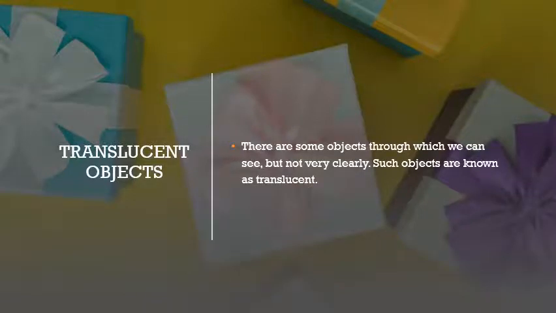There are some objects through which we can see but not very clearly. Such objects are known as translucent objects. Some glasses, if you remember, in our school we have the glasses which divide the classrooms, isn't it? So if you sit in one classroom and look outside, you can see outside, but you cannot see clearly what is happening outside, isn't it? So those kind of objects are called translucent objects.